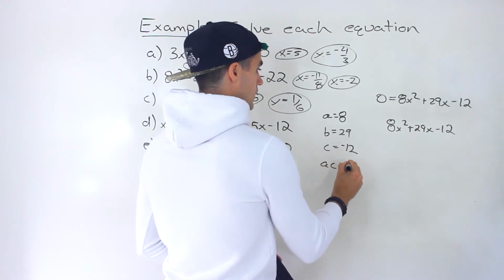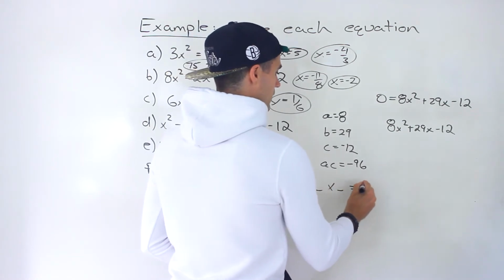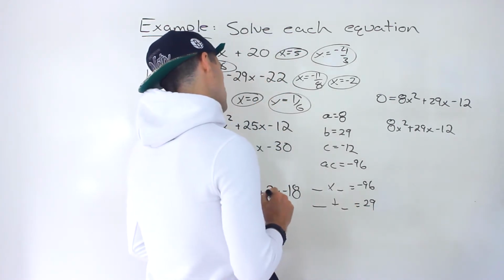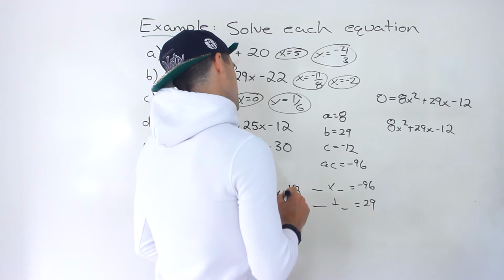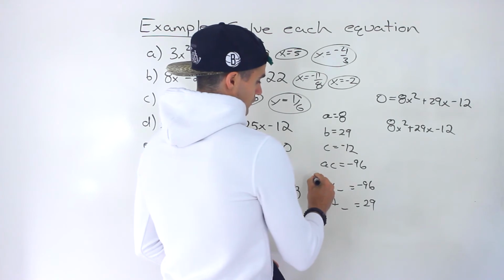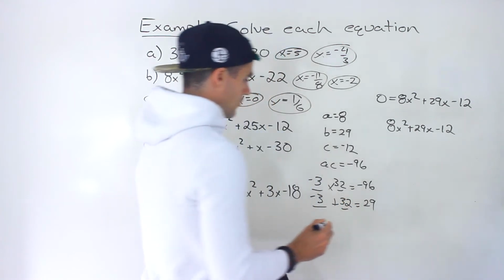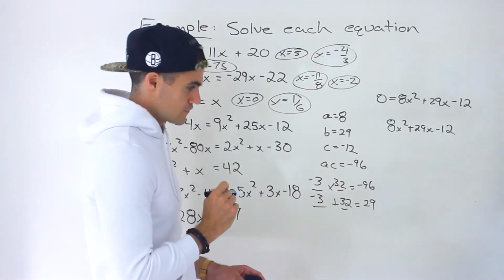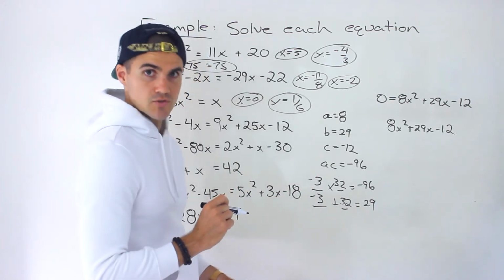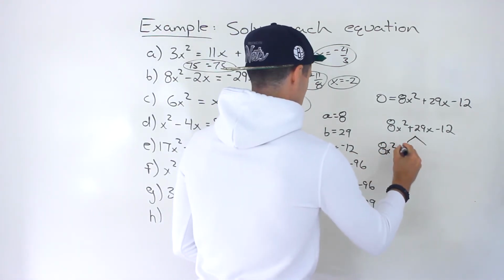So we'll have AC equaling, what, negative 96. So two numbers that multiply to negative 96 and then add up to 29. That would be, let me think here, negative 3 and 32. I think that works. Negative 3 times 32 gives us negative 96. Negative 3 plus 32 gives us positive 29. So those are the two numbers. So then we just decompose that middle term.